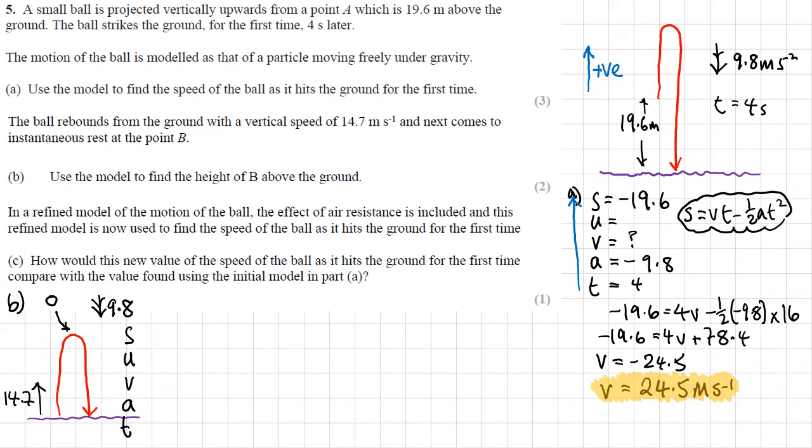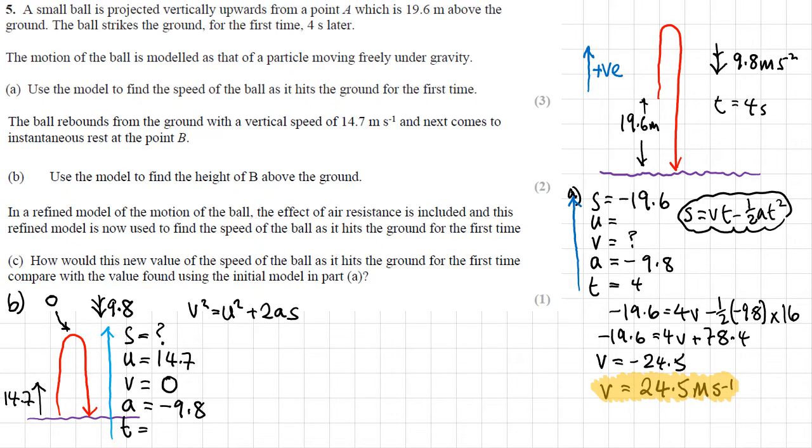I'm going to take upwards as positive, like this. S is what we're trying to find, so put question mark there. U, that's the 14.7 meters per second. V, that's going to be 0, that's the point it becomes instantaneous rest. And A is going to be negative 9.8, so this is going down, and I'll leave T blank because I don't need to know T, I don't need to find T. So that equation we're going to use is v squared equals u squared plus 2as.